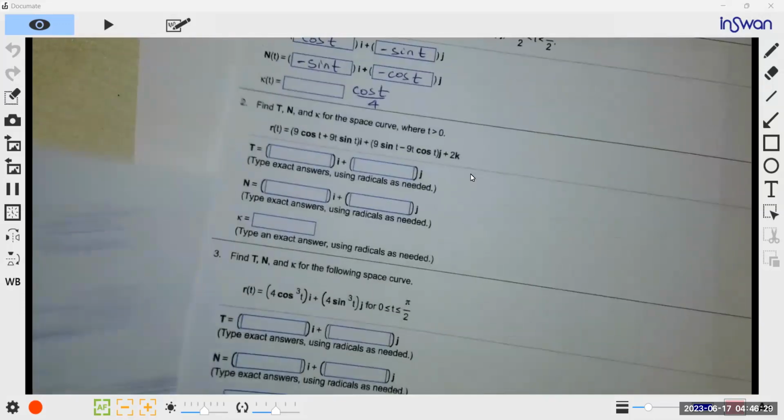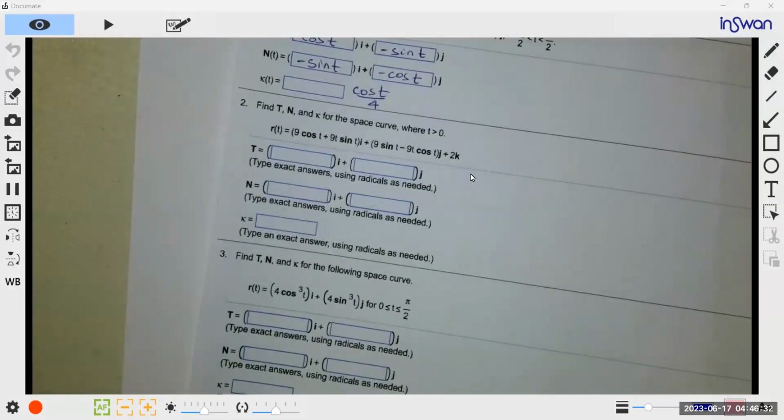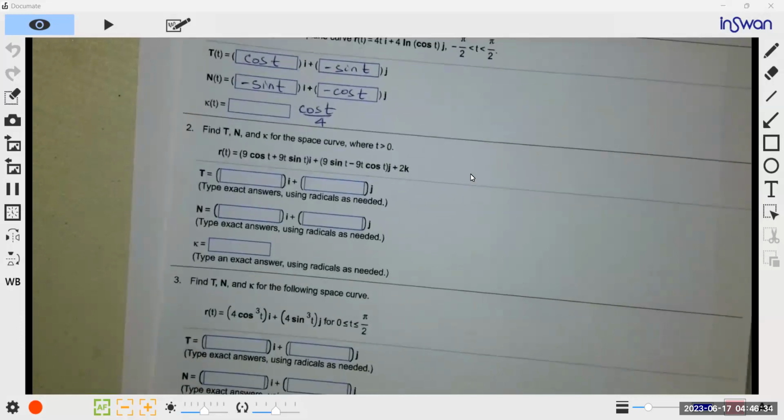All right. Let's get sheet number 2. Question number 2.